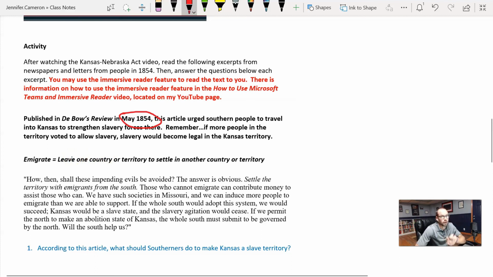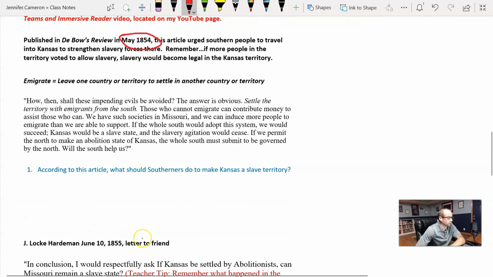If you're not sure how to do that, I put a video previously onto my YouTube page that goes over all that. After you're done reading this news article right here, you're going to answer this question: What should Southerners do to make Kansas a slave territory? One of the words that you want to keep in mind is the word immigrate that they'll use. That's when you leave one country or territory to settle in another country or territory.